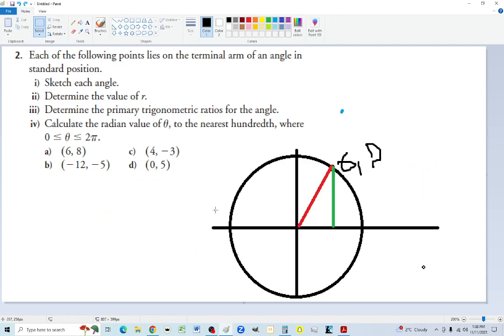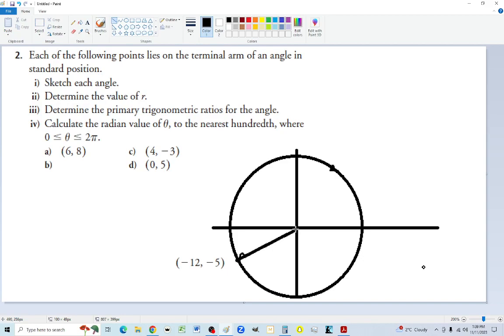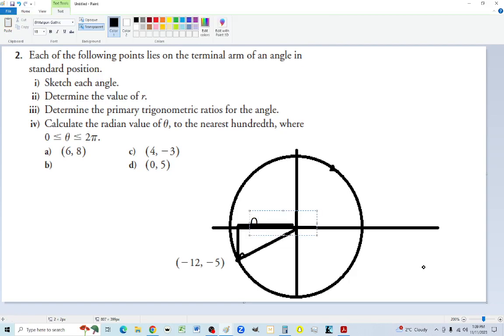Moving on, it's the same thing over and over again. Let's get rid of everything here. Where's this point? Minus 12, minus 5 is down here. It's more negative x than y, so it's around there. You can keep your values marked as negative, and that'll work as well. Notice that my x is negative 12.